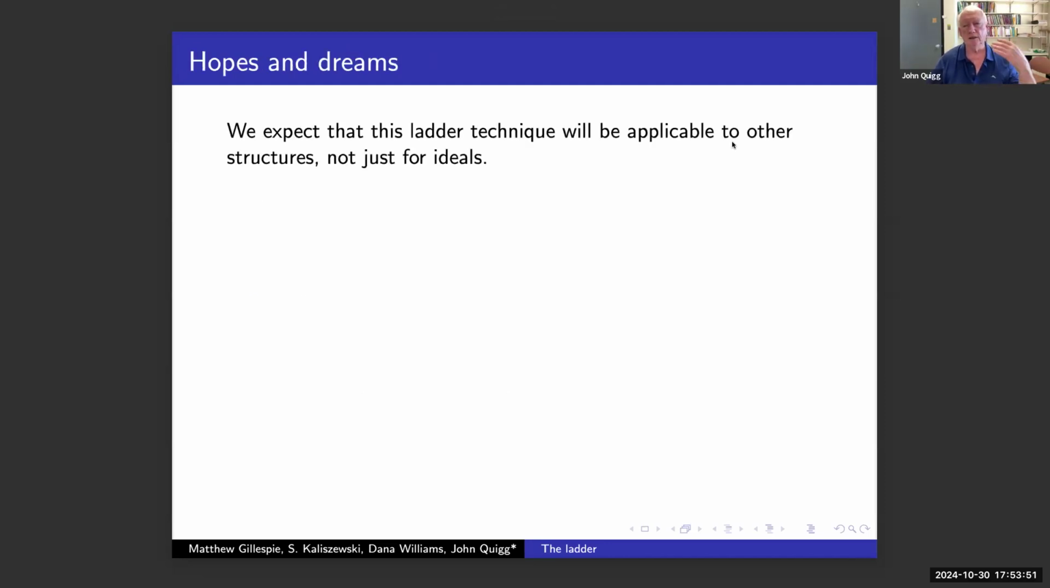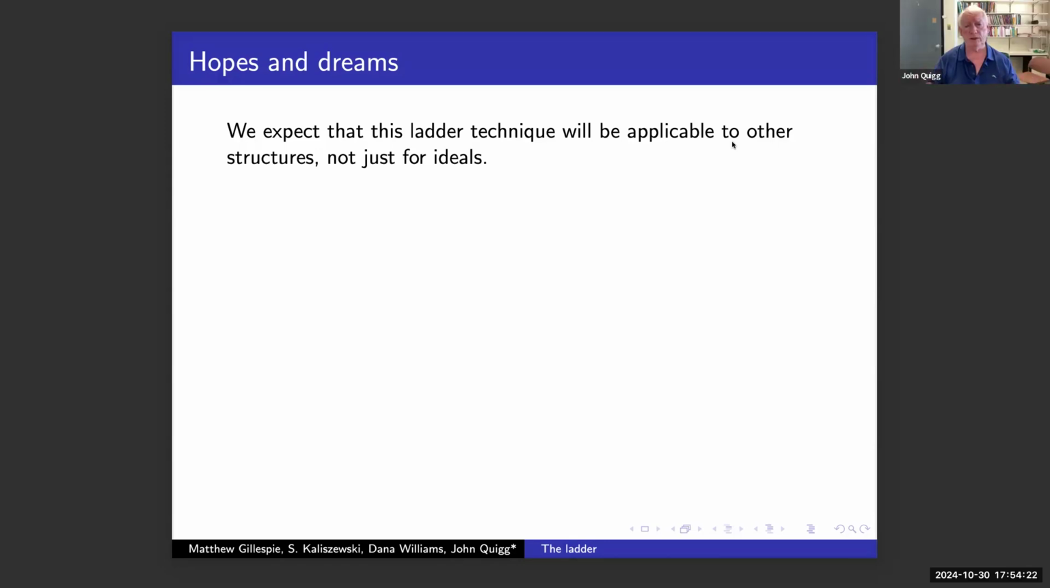Our hopes and dreams for the future would be that we expect that this ladder technique will be applicable to other structures, not just for ideals. So this application of the ladder technique for invariant ideals, that's one thing, and it comes about naturally using the Morita equivalence and the Rietveld bijections, the Rietveld correspondences. But this ladder technique should be applied to other things.